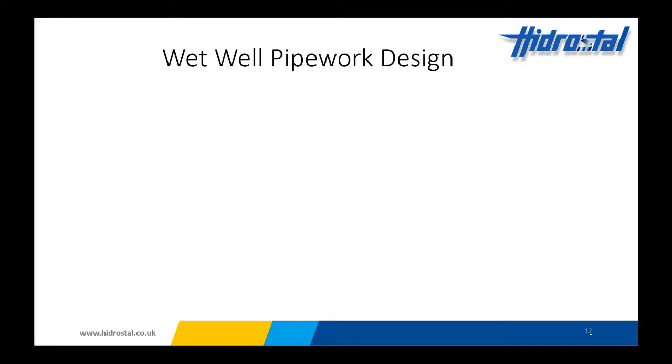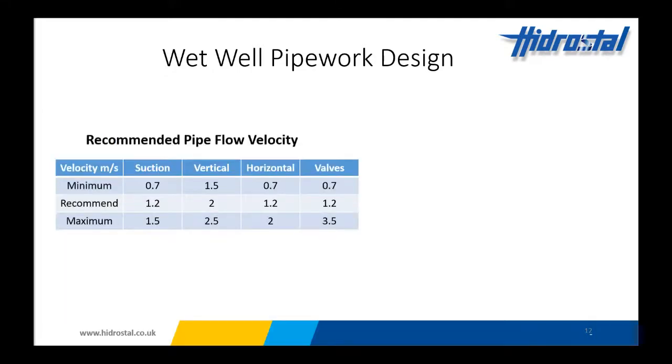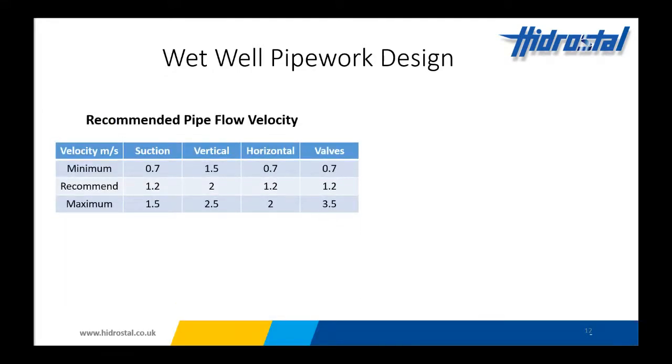So we'll move on to the actual pipework within the station. Recommended velocities: low velocity systems are great for saving energy, but they're also magnificent at blocking pumps and pipelines. So suction pipes, minimum of 0.7, maximum of 1.5 meters a second. On your verticals, you really want at least 1.5 meters a second going up that vertical riser in a wet well. You shouldn't need to go over 2.5 meters a second. Horizontal can be lower, could be 0.7, but probably better to be 1.2. And valves, 0.7 to about 3.5.